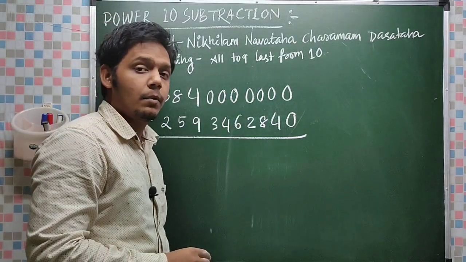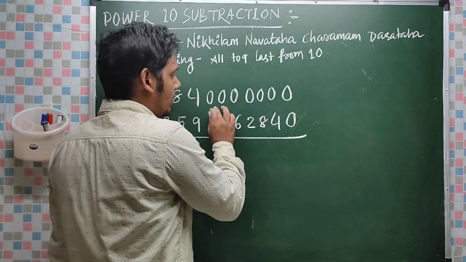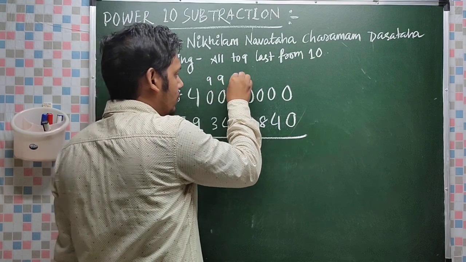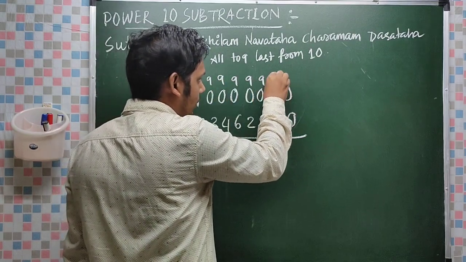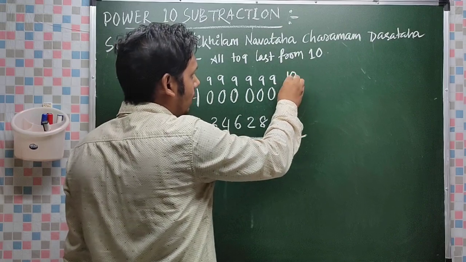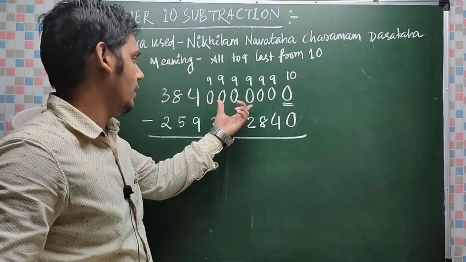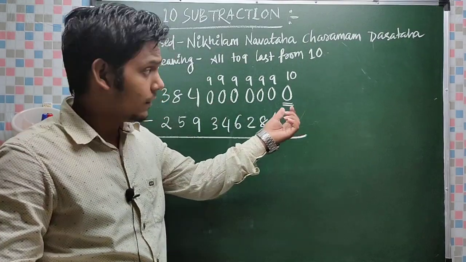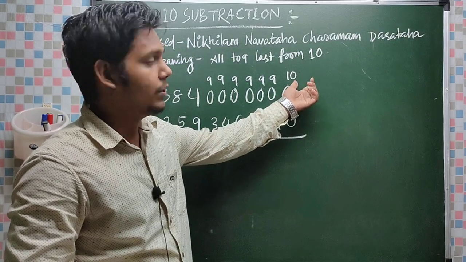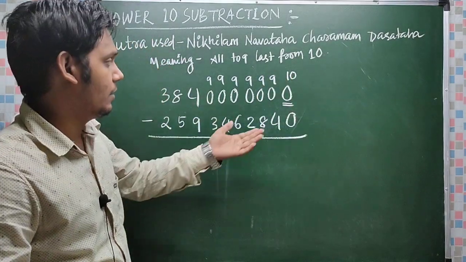So in such a type of number, what do we have to do? We have to take all the zeros. How many zeros are there? 7 zeros. We will make all the zeros 9 except the last one. The last zero we have to make 10. All from 9, last from 10. This is the series of 0s and this one is the last one. The last one you always have to make 10 and the rest you have to make 9.